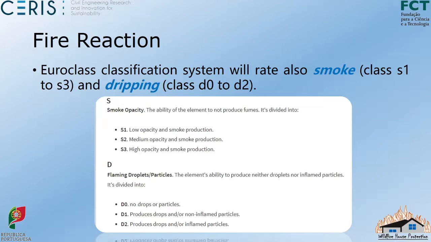I have no idea why they made it D0 to D2 and the others S1 to S3, but this is how it's written in that norm, that European standard that I told you before. I think it's EN 13501 part 1, if I remember correctly. If I didn't say it correctly, sorry. But basically, if you have D0, you have almost no drops or particles. For example, I believe rock wool is something like this.